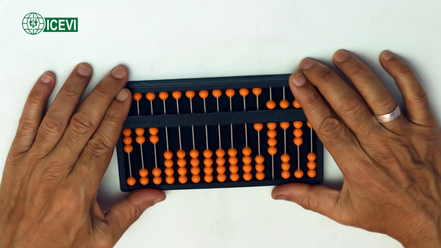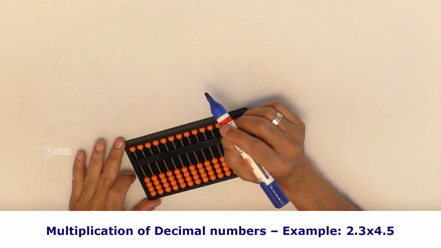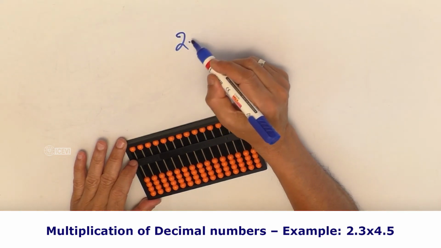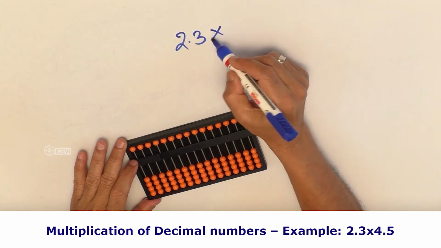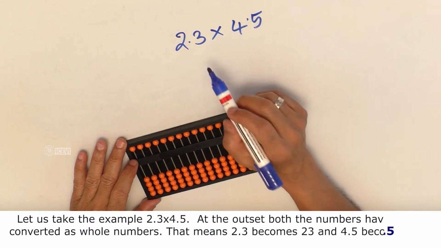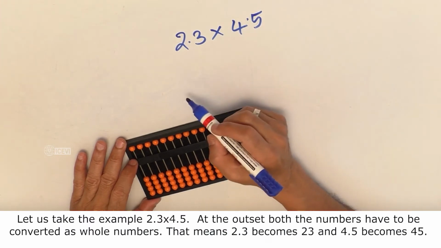The ICEVI, the Nippon Foundation Mathematics Package for Teachers video series, Abacus as a Mathematical Tool. Title of the video: Multiplication of Decimal Numbers, example 2.3 multiplied by 4.5. Let us take the example 2.3 multiplied by 4.5.